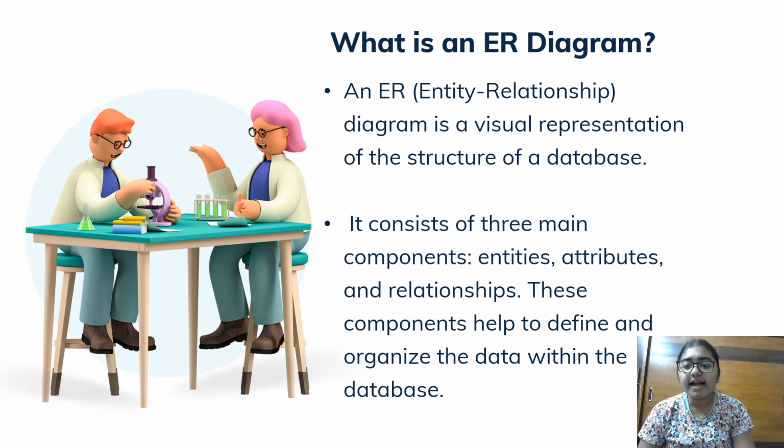What is an ER diagram? An ER, entity relationship diagram, is a visual representation of the structure of a database. It consists of three main components: entities, attributes, and relationships. These components help to define and organize the data within the database.